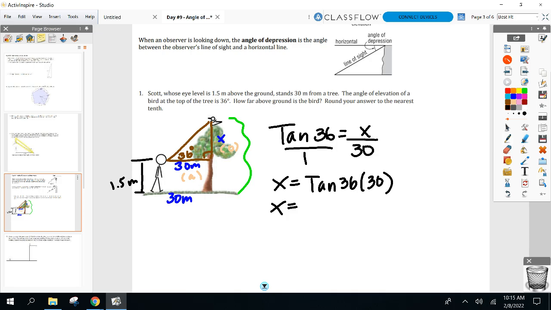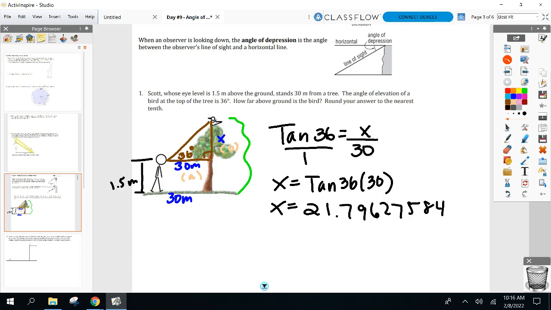You guys getting about 21 and change? Okay, good. Not my final answer. So, 21.79627584. There's that distance right there, but I would need to find the bird to the ground.